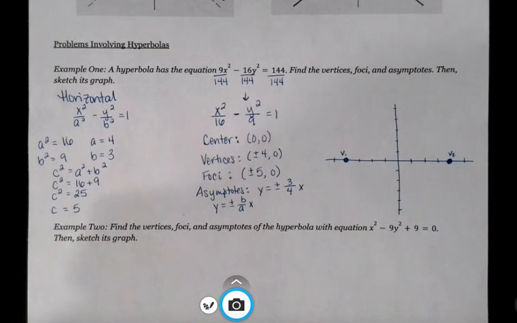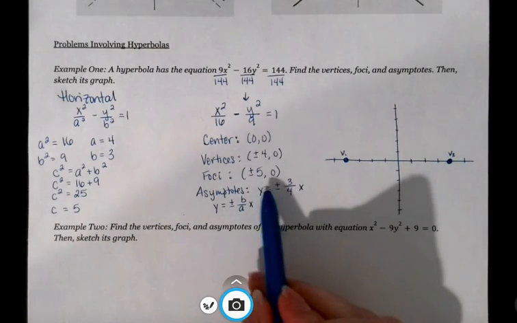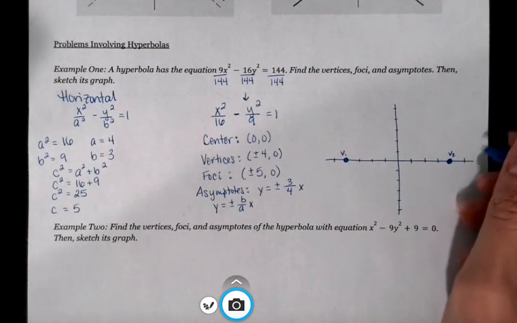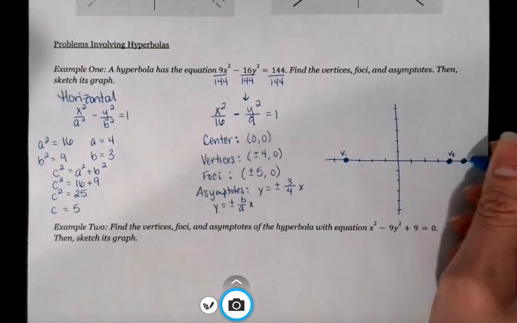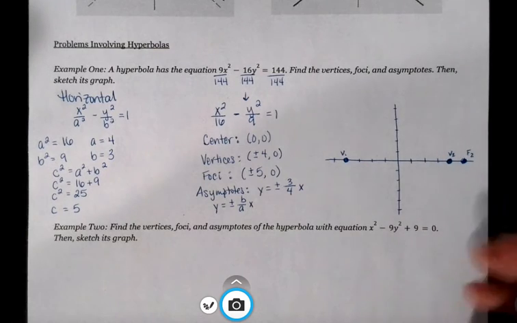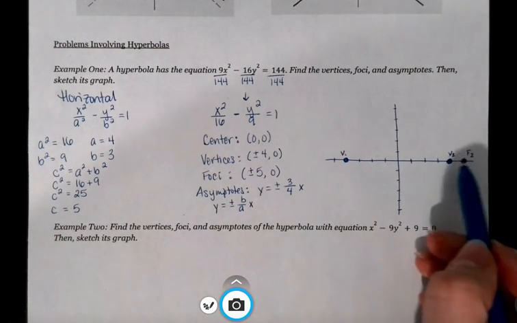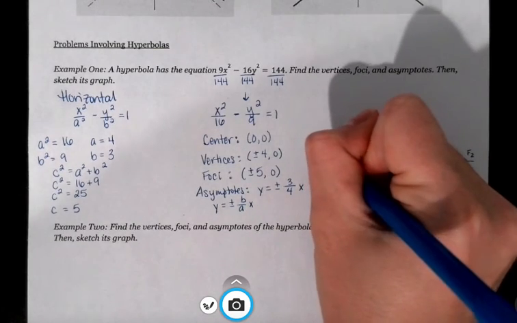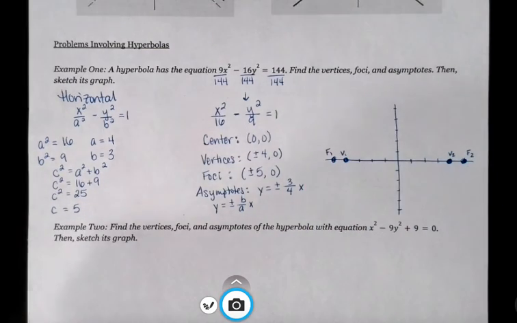Something else that I know is my foci, so I can go ahead and plot those. My foci are positive 5, comma 0 and negative 5, comma 0. So this is going to be F2. I like to put the same sub numbers for both of them. And this one is F1. So I got my two foci there.